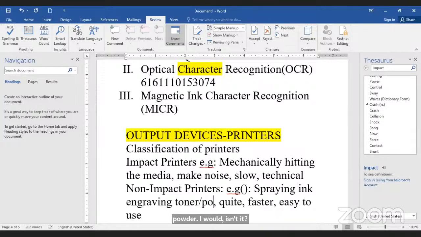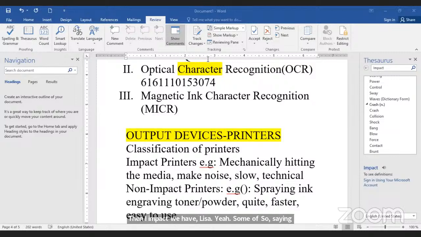Yeah. So let me go through the chart and find out the examples of impact. So we have thermal, inkjet, line printers, page printers, wonderful. Then an impact, we have laser, yeah, thermal printer. So Wamboka Sylvia is saying that impact printers operate while striking a print head, while a non-impact printer prints characters and graphics without direct physical contact between the printing head and paper.